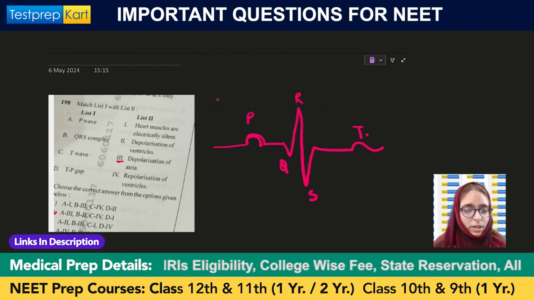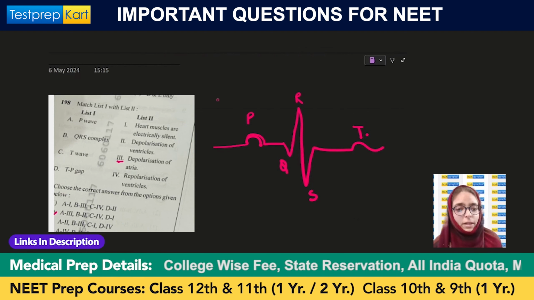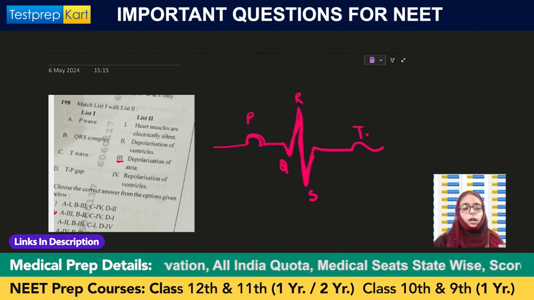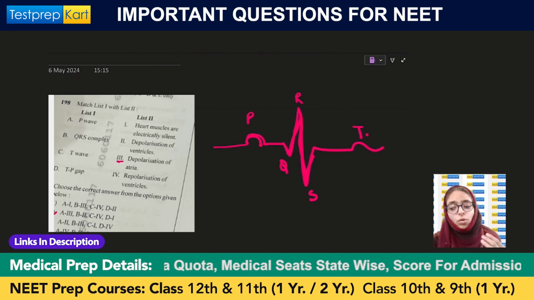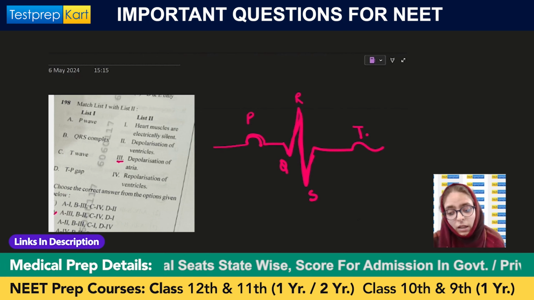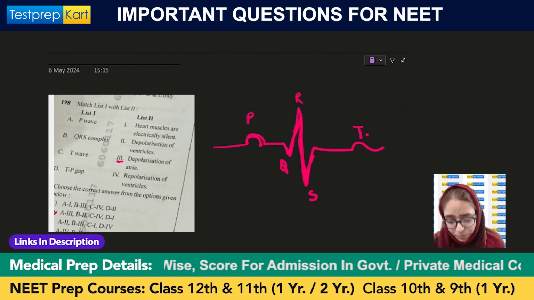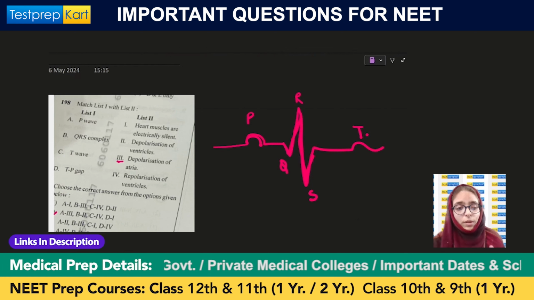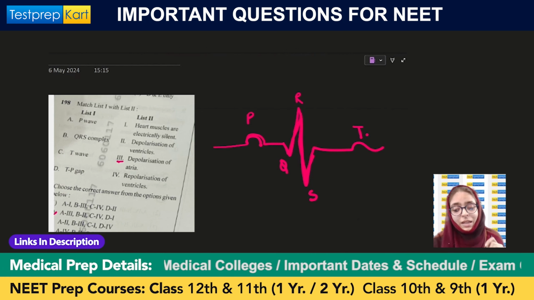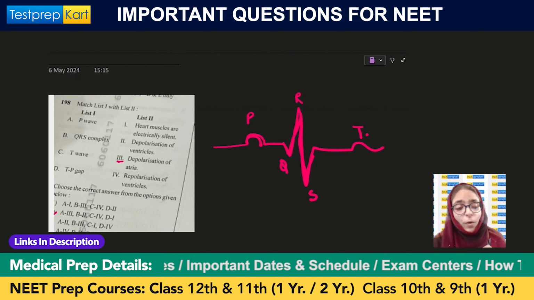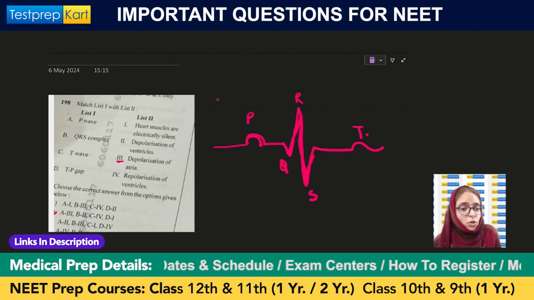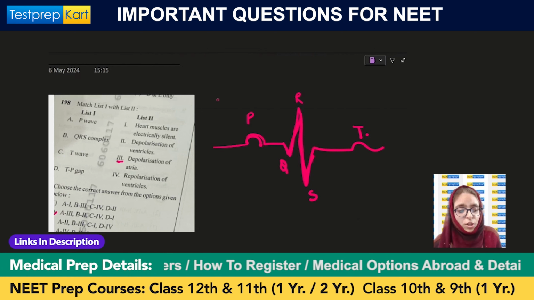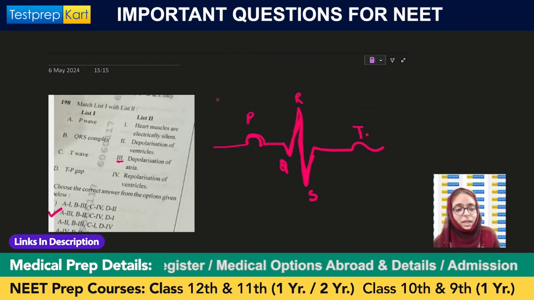Now we will see the second one, which is QRS complex. QRS complex means this wave. According to this complex, we have to first of all know what is this QRS complex. This QRS complex is, we can say, the main spike seen when we go through the ECG. It represents the depolarization of ventricles. So depolarization of ventricles is from list second, option number 2. B2 is in the option B part. So this one will be the correct.